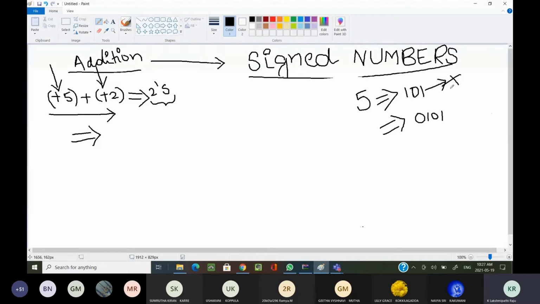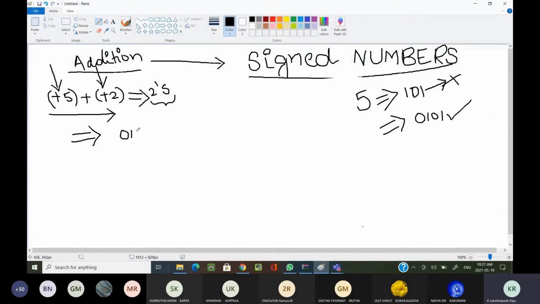Actually, 3 bits are sufficient in order to represent only the magnitude. But here I am representing the sign also. That is the reason I am taking this 5 as a 4-bit representation. Now this is my plus 5.